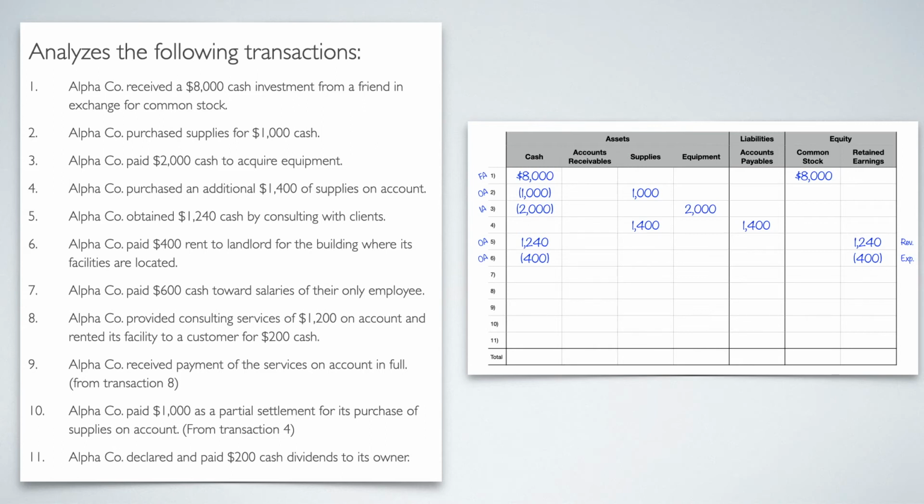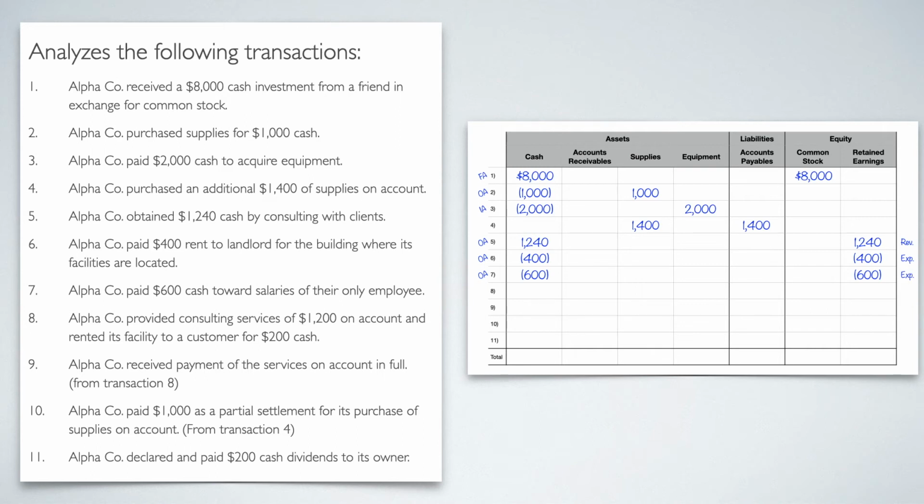All right, transaction 7. Alpha Company paid $600 cash towards the salary of its only employee. So again, is cash involved? Yes. What is my cash doing? It's going down because I paid it. So we're going to put negative 600 under cash. And again, I'm using someone else's services. So therefore, it is making my retained earnings go down. This is going to be natural day-to-day operations, so OA. And this is again going to be an expense because I've used their services. So I'm going to put EXP.